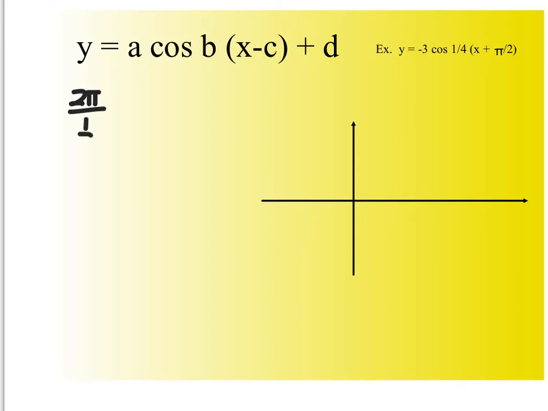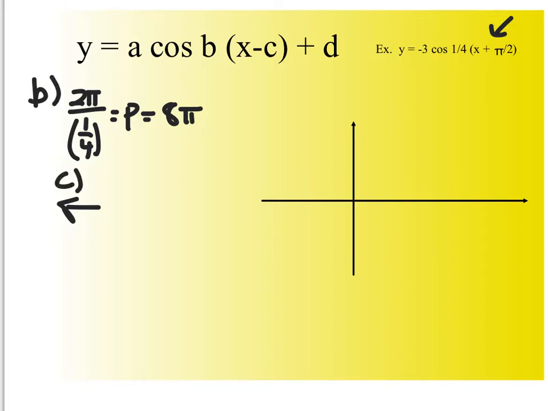2 pi divided by a fourth is equal to the period, which is now going to be equal to 8 pi. Alright, is there a horizontal shift going on? Yes, there is. So we're going to take our function and shift it left. It looks like left pi over 2. Okay, so let's think. We've got b, then we've got c, and then we've got, looks like a, and nothing for d. Alright, so a is going to be times 3 and a vertical reflection. And D, there is no movement.